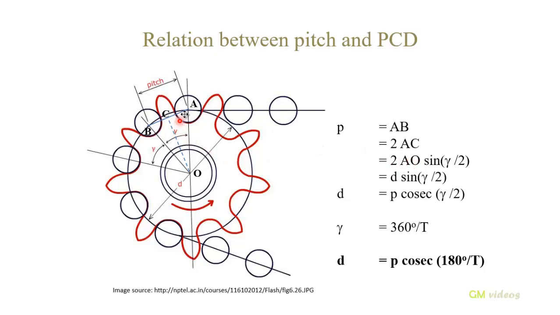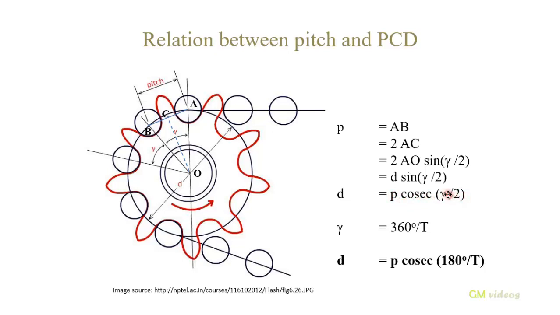Now AO is the radius. Therefore 2 times AO will be the diameter. So replacing 2AO by the diameter D and rearranging the terms, we can express the equation between pitch and diameter as diameter is equal to P, that is pitch, into cosec gamma by 2.